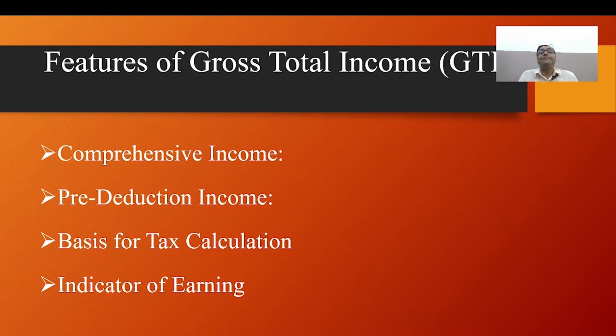And the last point is indicator of earning. Gross total income is a comprehensive measure of an individual's or HUF entity's total earnings. It provides a broad picture of the total income generated by a Hindu undivided family in a financial year.